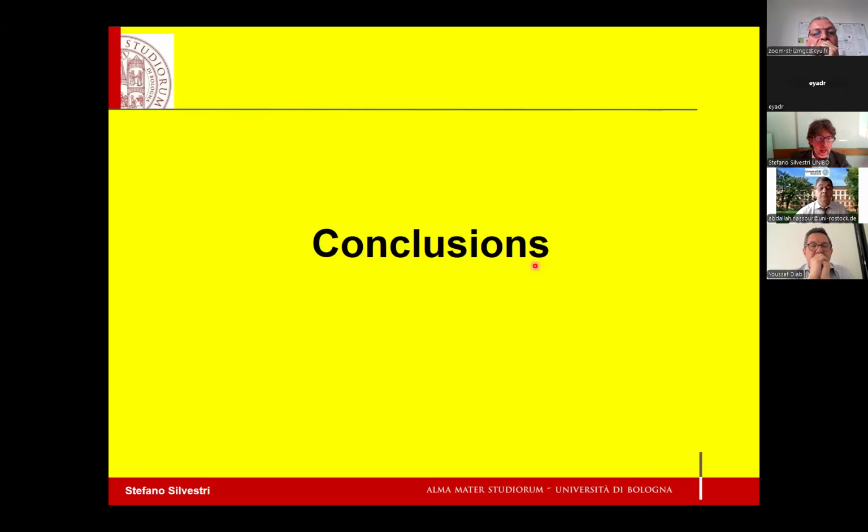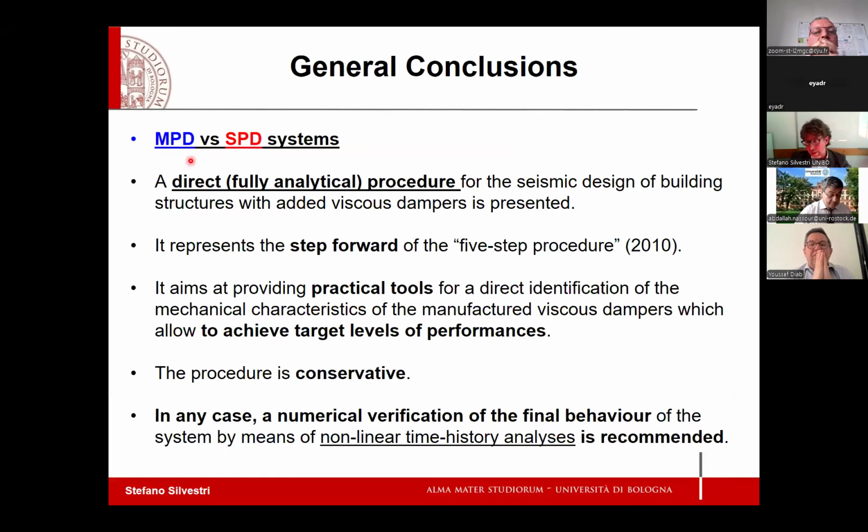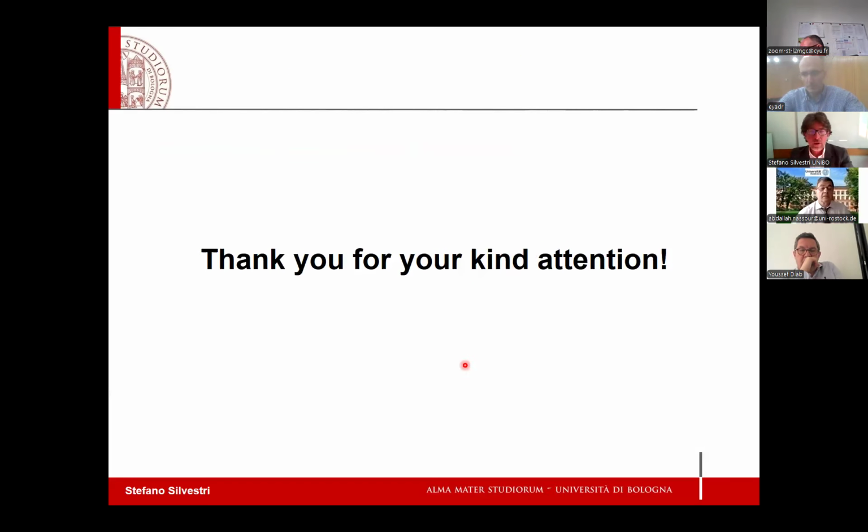So to conclude, I have highlighted the mass proportional damping effectiveness with respect to the traditional stiffness proportional damping or interstory placement. And I have just told you, of course, I didn't demonstrate it today, that there is the possibility of applying a direct, fully analytical procedure in which, on the basis of very few parameters like the period of vibration of the structure, the total weight of the building, and the damping ratio we want to obtain, we can quickly size the dampers. Okay, so thank you very much for your kind attention.